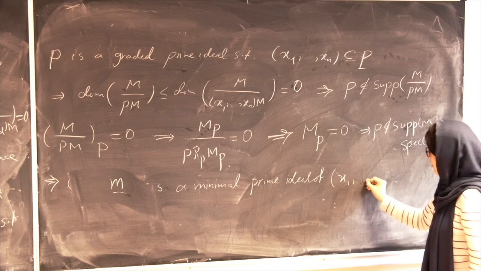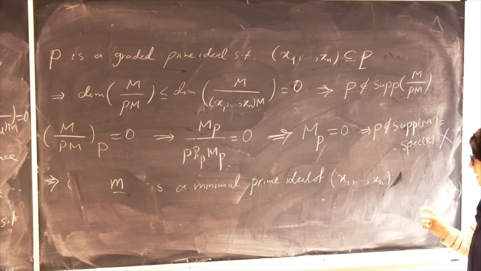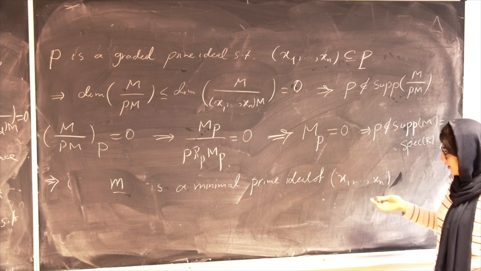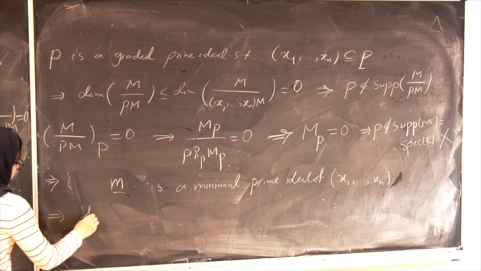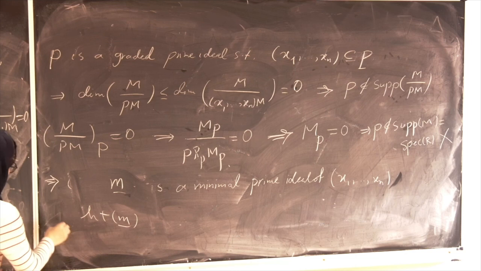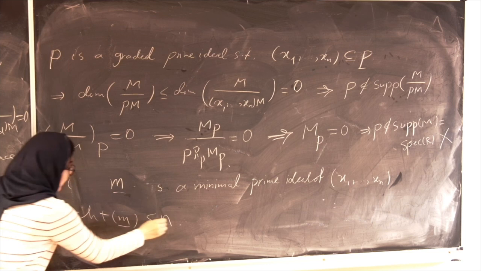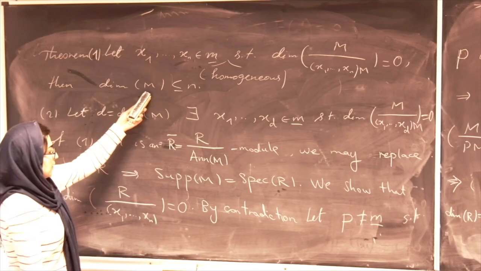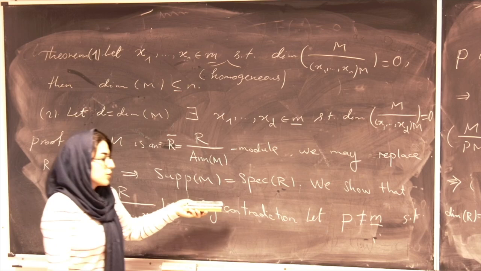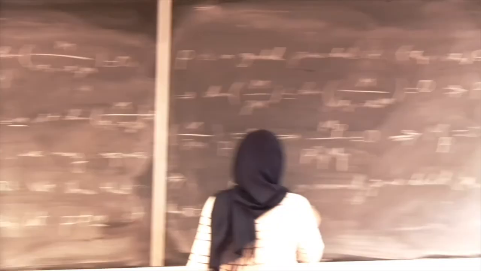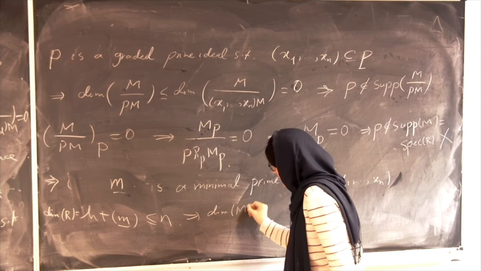Now we use Krull's generalized principal ideal theorem, which applies exactly in this situation when we have this condition. The height of this ideal, which is exactly the dimension of our ring, is less than or equal to n. But because we suppose that the support of M is everything, the dimension of M is exactly the dimension of R. So the dimension of M is less than or equal to n.